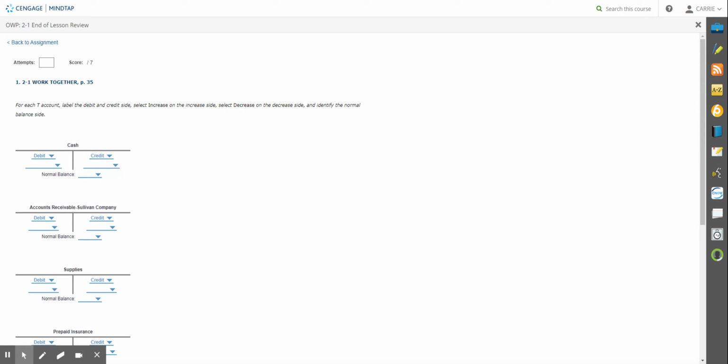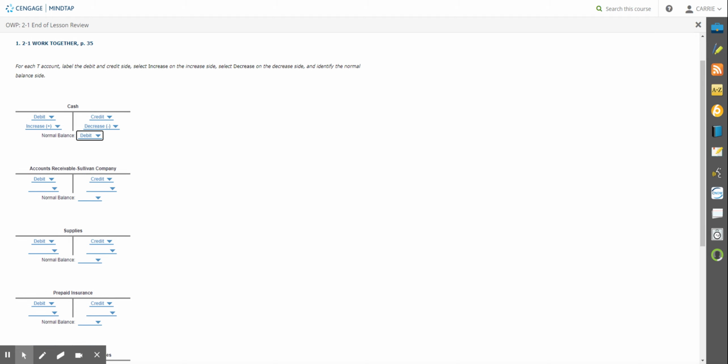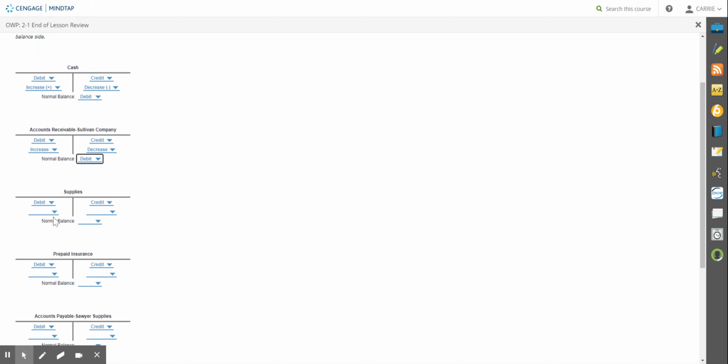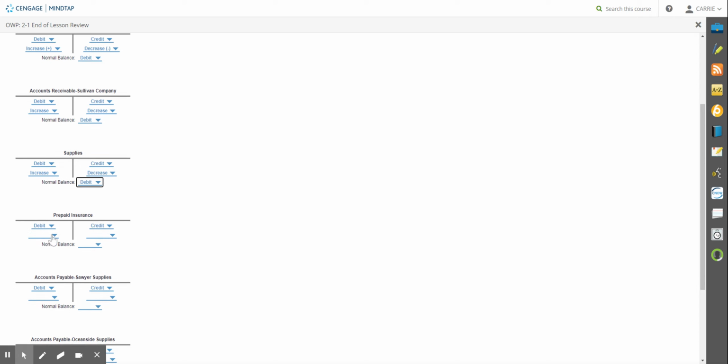So cash. Cash is an asset account, which is on the debit side of the accounting equation, meaning my debits increase a cash account and my credits decrease a cash account. And my normal balance would be the increase side, which is the debit side. Accounts receivable is also an asset. So I increase with the debit, I decrease with the credit, and that means that my debit is my normal balance side. Supply is the same thing. It is also an asset. And prepaid insurance is my last asset. Increase, decrease on the credit, and the normal balance is my debit side.